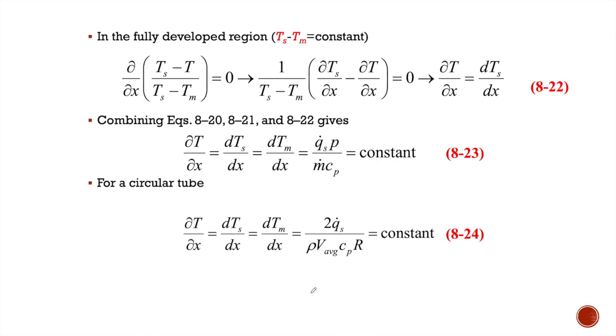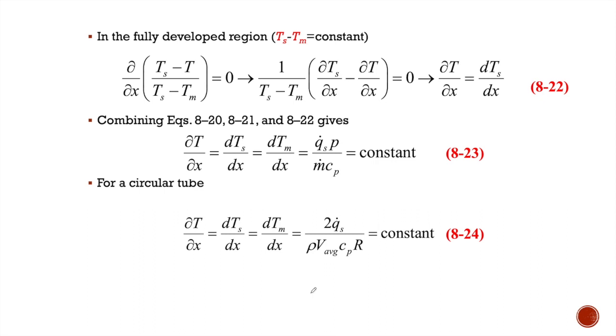One is the hydrodynamic entrance region. Second is the hydrodynamically fully developed region. So this is the fully developed region, where we want to derive the equation. At the fully developed region, we know that Ts minus Tm is constant.